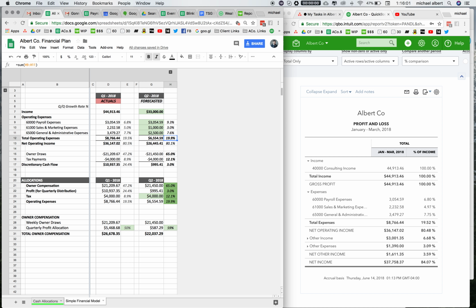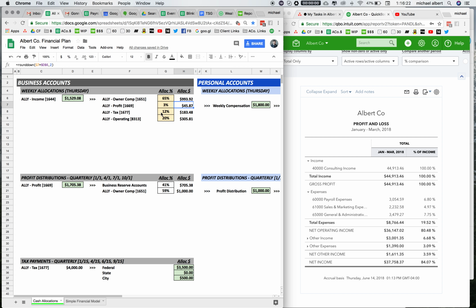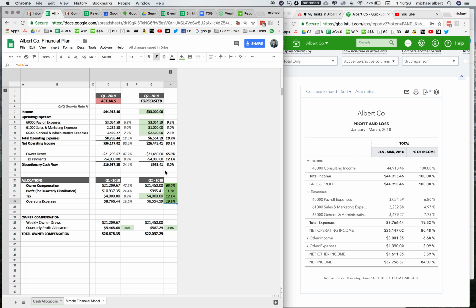So based on that, I think it's going to take about 19.9% to just handle the day-to-day operations of the business. So you can see that number is going to flow down into my allocation percent. So 19.9% is what I think I actually just hard coded the 20%, but close enough for me. So on a weekly basis, I'm going to transfer about 20% to that operating account.